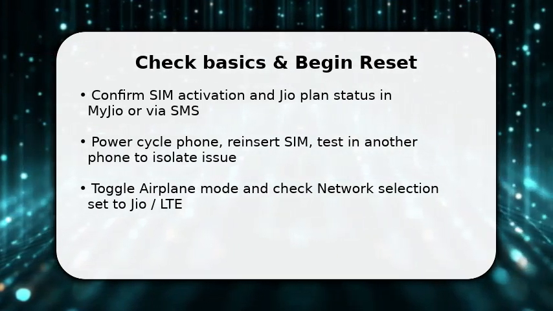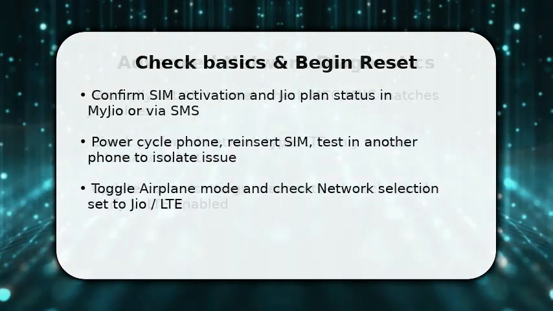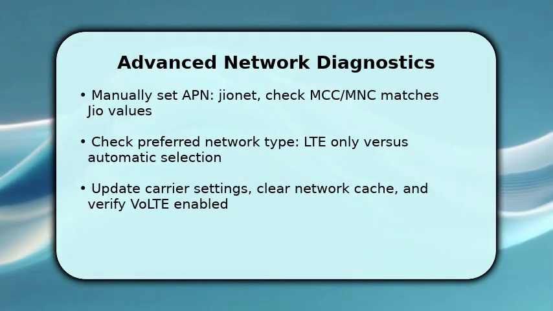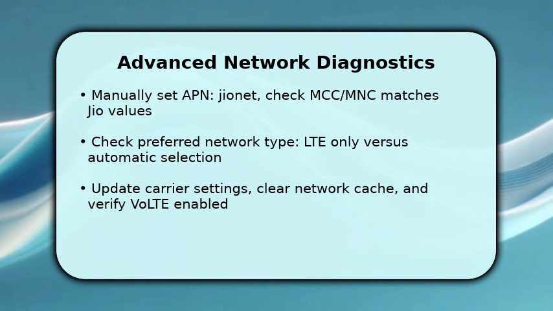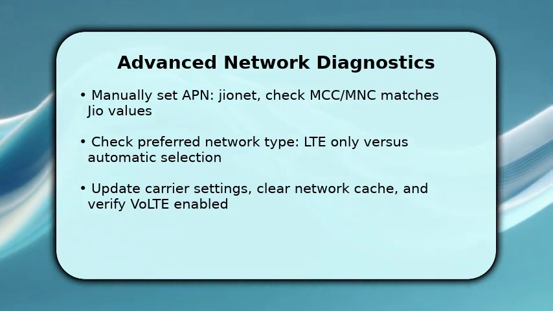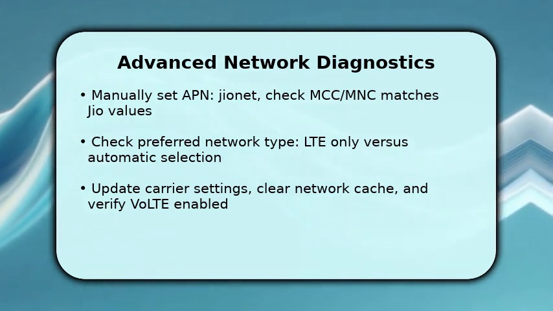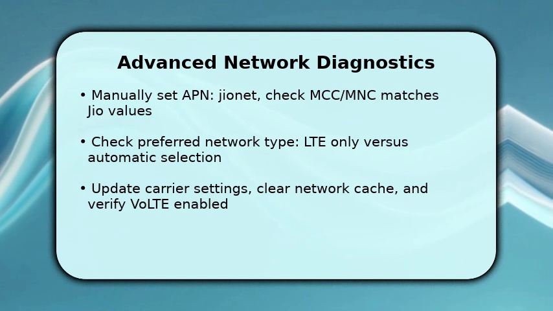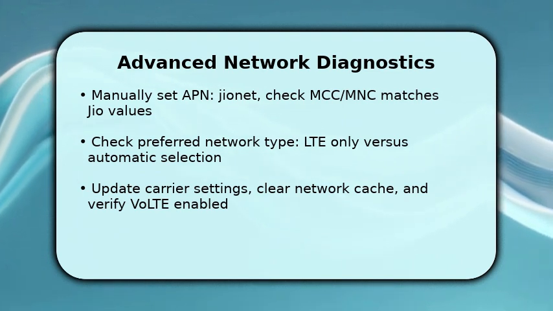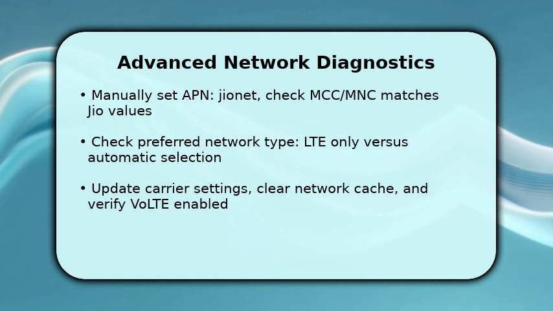Now you dive into settings to fix registration and service layer errors. Open APN and confirm the name is Jionet with correct MCC/MNC for India. Mismatched values prevent data. Then, make sure the preferred network type allows LTE and VoLTE.